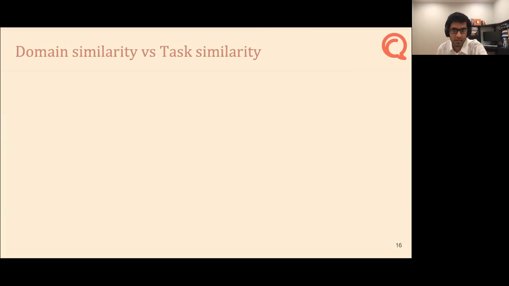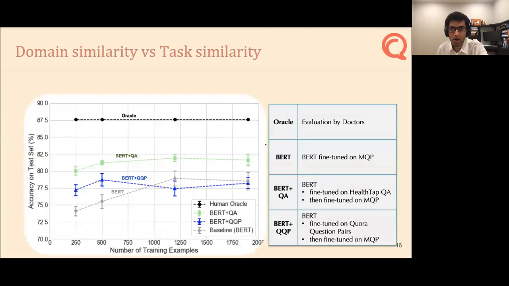So let's look at some results. In this plot, we compare the models' performances with varying sizes of the final MQP fine-tuning dataset. As you can see from the green and blue lines, the BERT plus QA model consistently outperforms the BERT plus QQP model. What we show here is that at least in this particular case, the corpus of the task being medical mattered more than the task being identical to question similarity. So to summarize, training on a related task with an in-domain corpus outperforms training on the same task with an out-of-domain corpus.